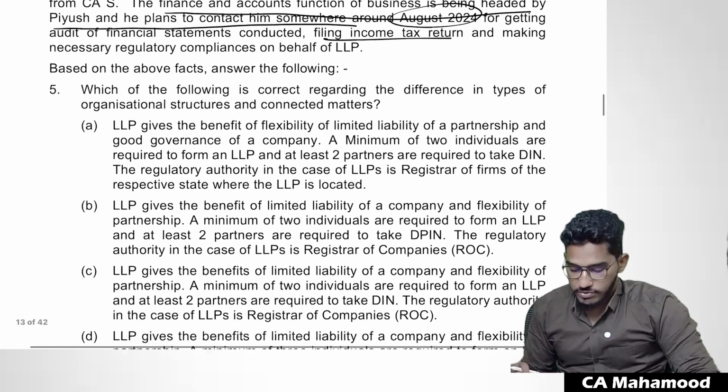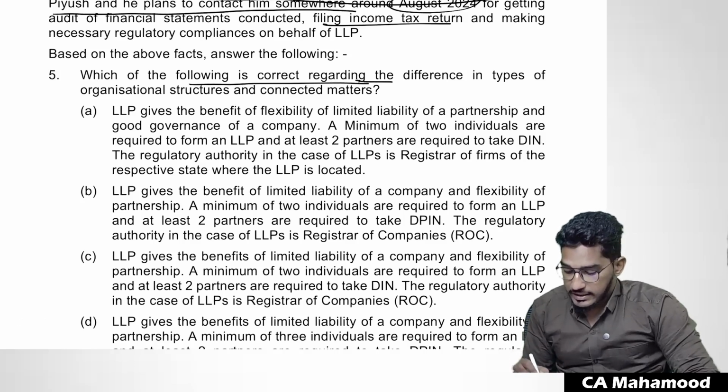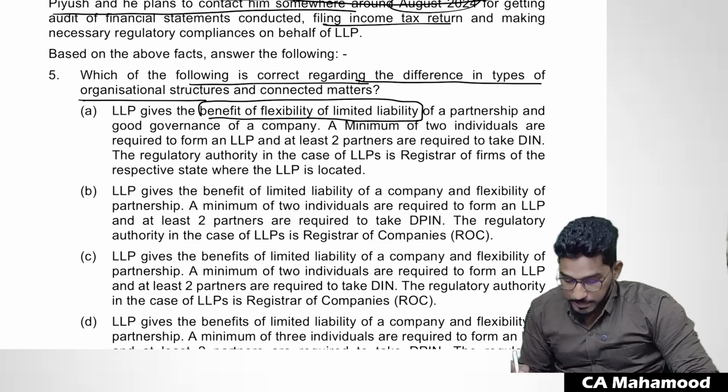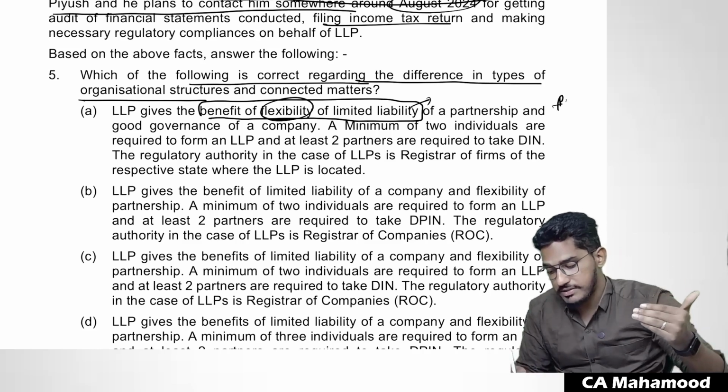Now, on the basis of the above facts, they are asking us a few questions. Which of the following is correct regarding the difference in types of organizational structure and connected matters? Option A: LLP gives the benefit of flexibility of limited liability of a partnership and good governance of a company. So it is telling they are enjoying a benefit of limited liability. Yes, it is not a flexibility actually. Flexibility of partnership is there.